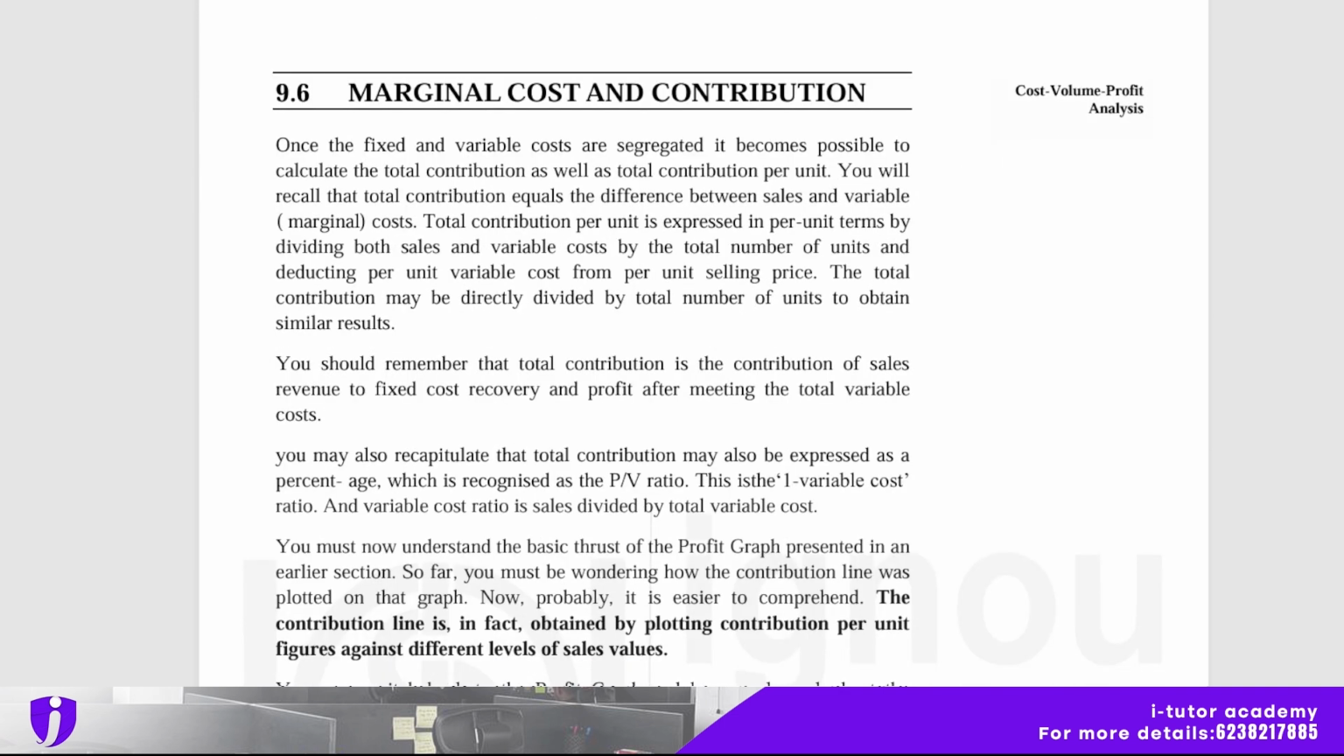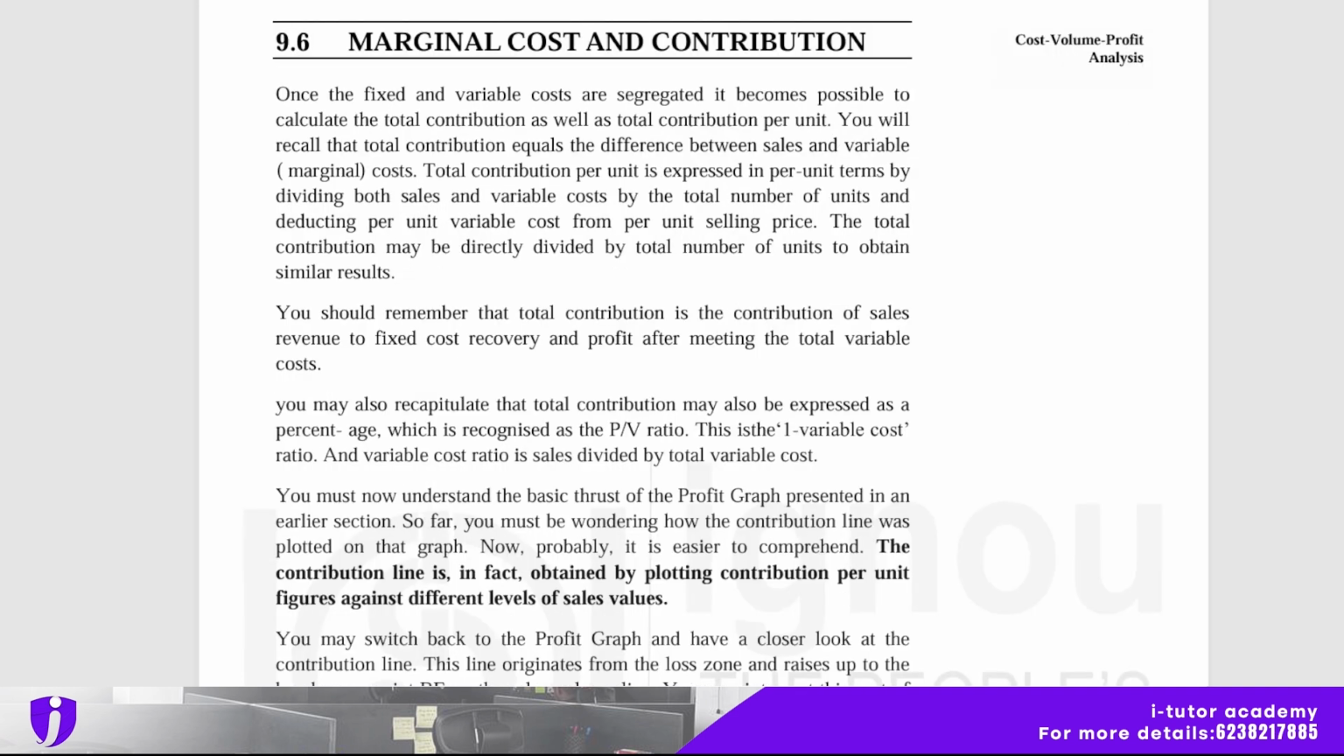Next is marginal cost and contribution. Once the fixed and variable costs are segregated, it becomes possible to calculate the total contribution as well as the total contribution per unit. You will recall that total contribution equals the difference between sales and variable, that is marginal, cost. Contribution per unit is expressed in per unit terms by deducting variable cost per unit from per unit selling price. The total contribution may be directly divided by the total number of units to obtain a similar result.